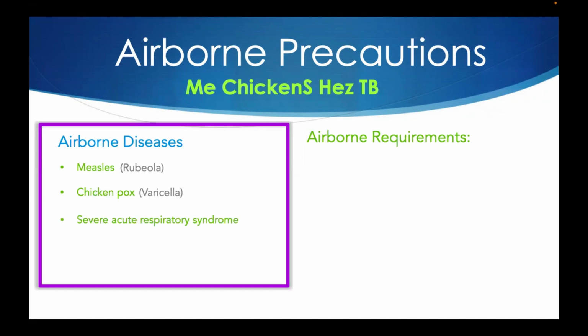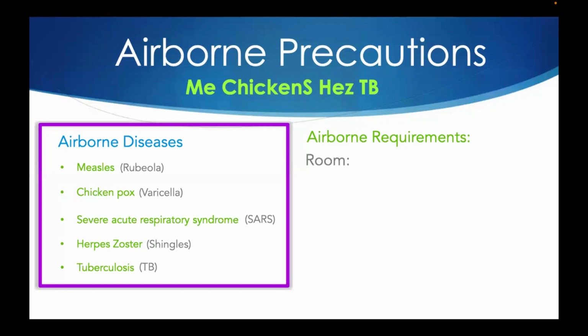What is the S in chicken for? Severe acute respiratory syndrome. What is the other name for severe acute respiratory syndrome? SARS. What does the HAS stand for? Herpes zoster. What is the other name for herpes zoster? Shingles. What does the TB stand for? Tuberculosis, which is TB.